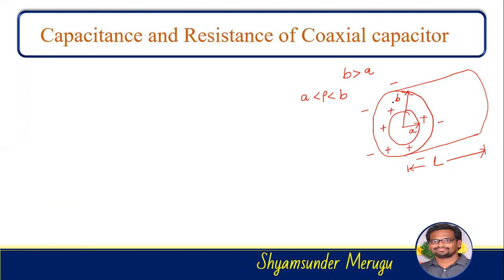Let us consider the coaxial cable having length L, the inner conductor radius A, and the outer conductor radius B. The inner conductor has the positive charge and we call that conductor 1, and the outer conductor is carrying the charge minus Q and we consider that conductor as 2. In between the conductors we have a homogeneous dielectric material with permittivity epsilon.